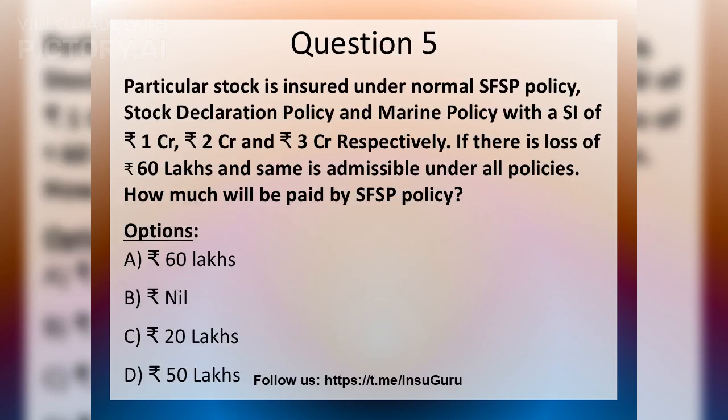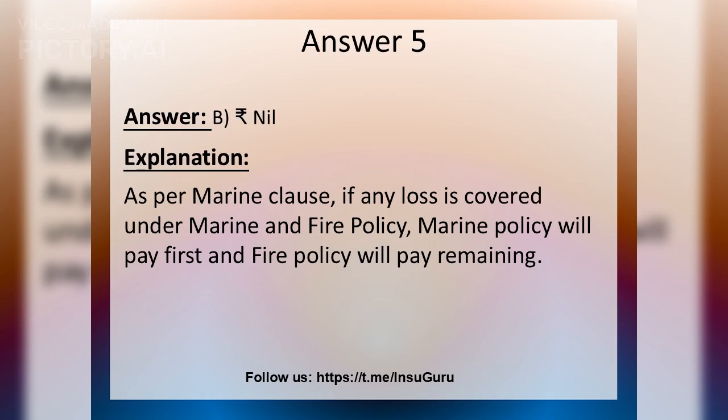Particular stock is insured under normal SFSP policy, stock declaration policy and marine policy with SI of rupee 1C, rupee 2C and rupee 3C respectively. If there is loss of 60 rupees lakhs, and same is admissible under all policies, how much will be paid by SFSP policy? Options are A, 60 rupees lakhs, B, rupee nil, C, 20 rupees lakhs, D, 50 rupees lakhs. The answer is B, nil. According to the marine clause, if a loss is covered under both marine and fire policy, the marine policy pays first, and the fire policy covers the remaining amount.